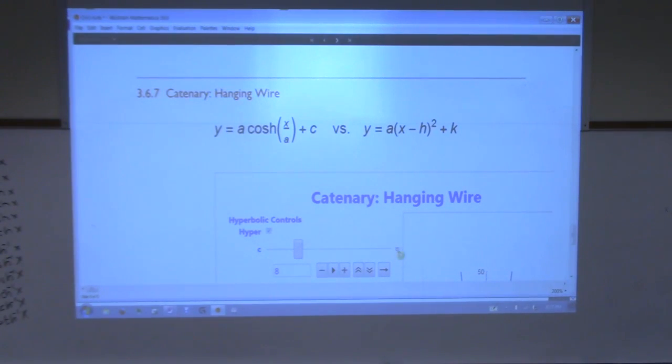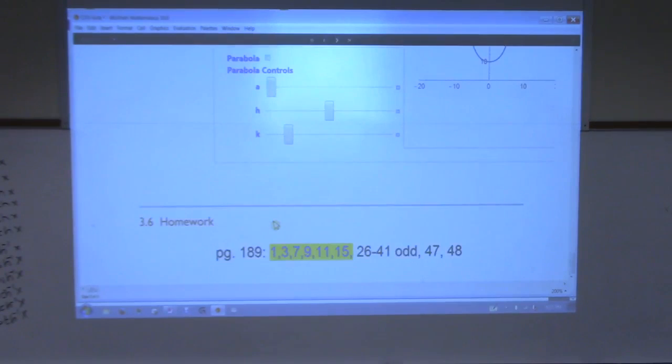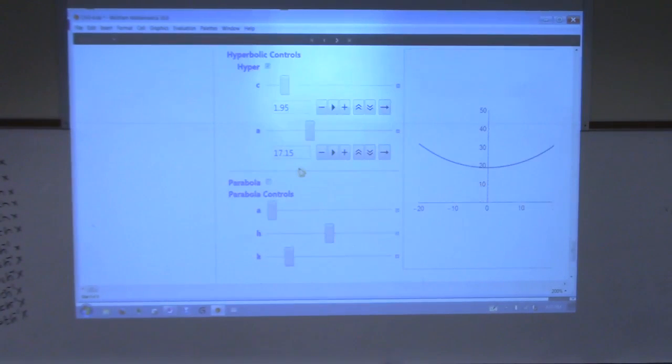So I've got kind of an animation over here where I can adjust. The homework's down here. I'm going to get to it. I don't remember if we sign into it, but I worked through the whole problem, so you'll be able to follow it. So see how I adjust A and it changes the shape there? And if I adjust C, all that does is move it up and down. All right?